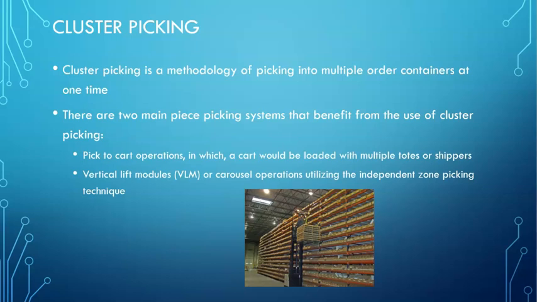The second is the vertical lift modules or carousel operations. Utilizing the independent zone picking technique, the picker would set up the pick container batch. This would initiate the mechanized pick modules, and the items would be sorted to the proper pick container. This technique is used to optimize the vertical lift modules and carousel pods by limiting the number of machine cycles.